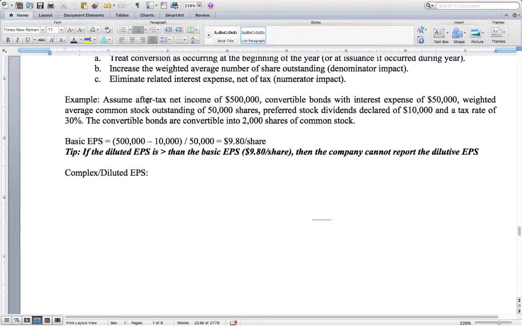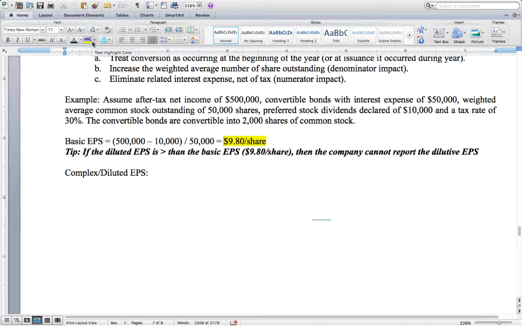So, similar to what we did previously, you need to calculate the basic earnings per share. We know the net income is 500,000, we know the declared dividends were 10,000, and we know the weighted average common shares outstanding were 50,000. Therefore, our basic earnings per share is $9.80.